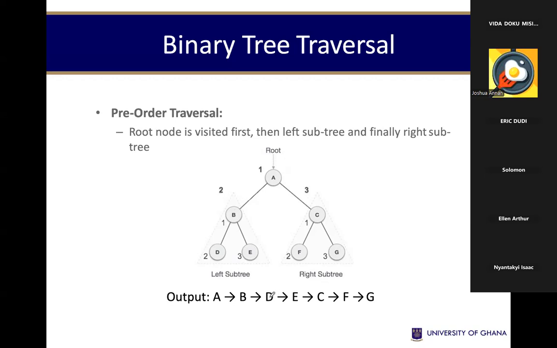Can you see that? So then I'm going to have A, which is the root node, coming to B, coming to D, coming to E. Then I go to the C, go to F, come to G. That's it. That's the pre-order tree traversal.